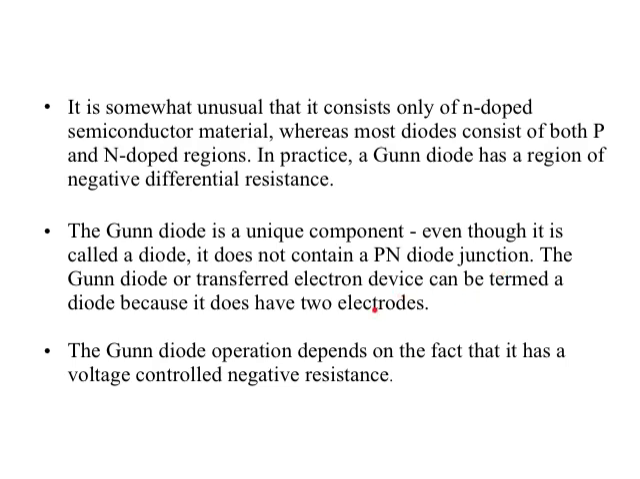It is called a diode because it has two electrodes, similar to the p-n diode. The Gunn diode or the transferred electron device can be termed a diode because it does have two electrodes. And the Gunn diode operation basically depends on the fact that it has a voltage controlled negative resistance. The negative resistance is controlled by the voltage.